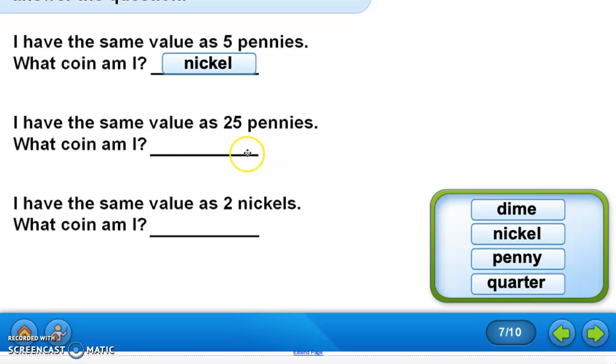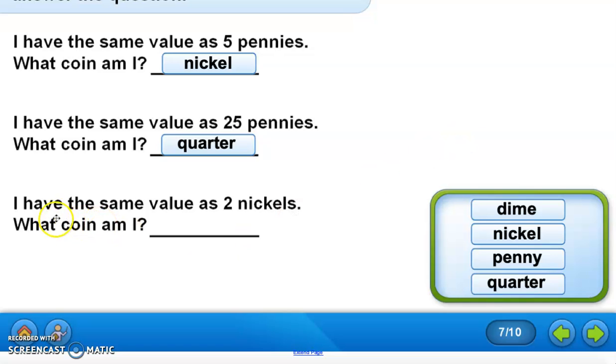Okay. The next one says, I have the same value as 25 pennies. What coin am I? So again, 25 pennies. Pennies are worth 1 cent. So 25 pennies would be 25 cents. So in this case, the coin that is worth 25 cents is a quarter. So again, the same thing, 25 pennies equals 25 cents, 1 quarter equals 25 cents, okay?